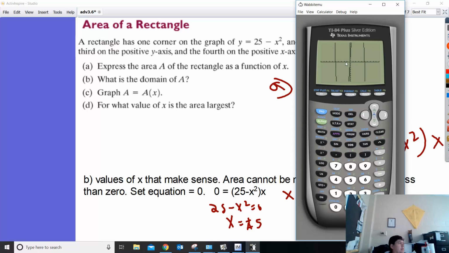Now, could x be negative? No, so I don't care about anything on the left of the origin. But if you see what I see, it looks like there might be a maximum somewhere up there. So what are we going to look up? Y max. I'm just going to guess 100. 100 probably doesn't do it though. Well, it did with ease. Second trace, maximum, you'll have your answer.